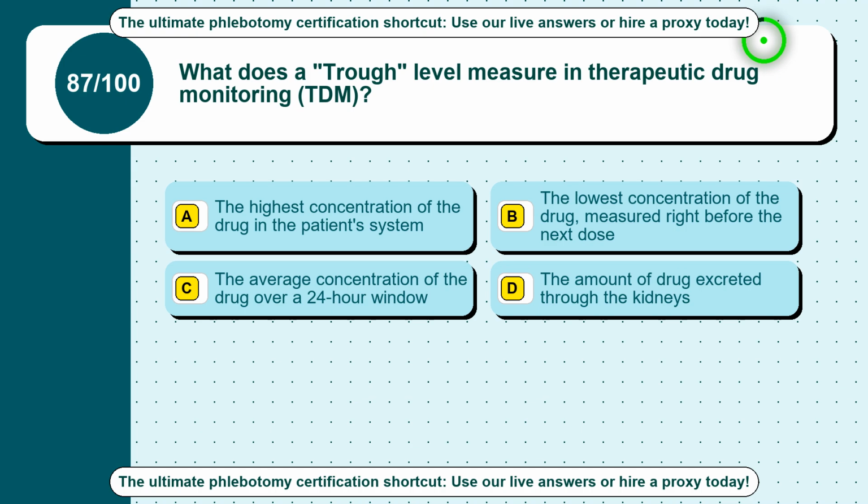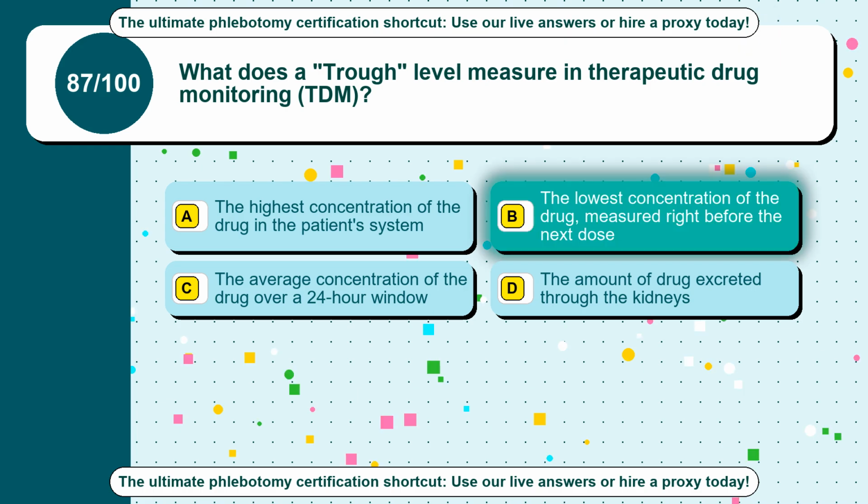Question 87. What does a trough level measure in therapeutic drug monitoring, TDM? Option A. The highest concentration of the drug in the patient's system. Option B. The lowest concentration of the drug, measured right before the next dose. Option C. The average concentration of the drug over a 24-hour window. Option D. The amount of drug excreted through the kidneys.